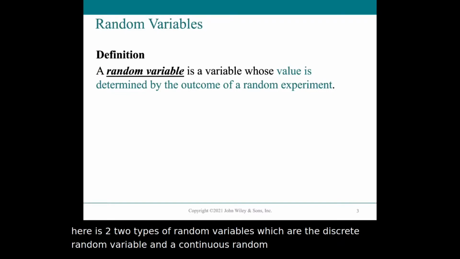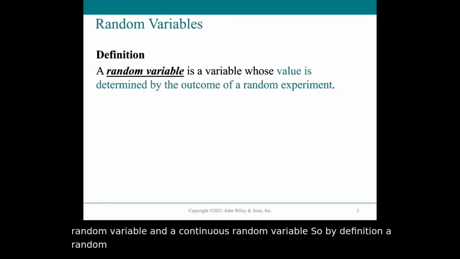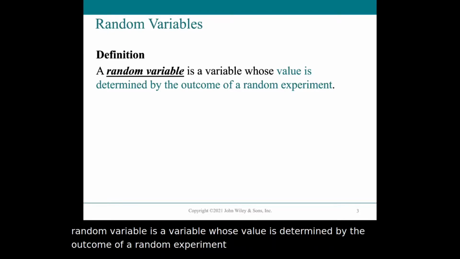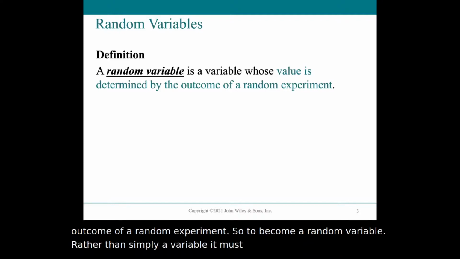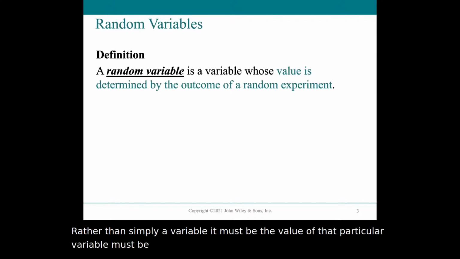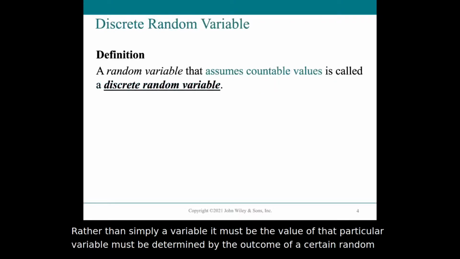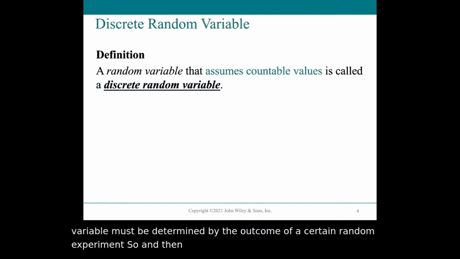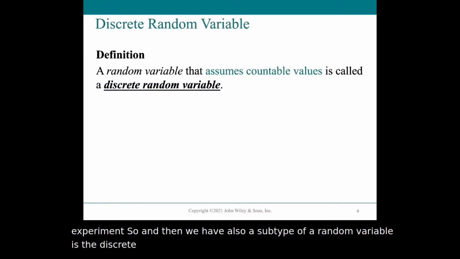So by definition, a random variable is a variable whose value is determined by the outcome of a random experiment. To become a random variable rather than simply a variable, the value of that particular variable must be determined by the outcome of a certain random experiment. Then we also have a subtype of a random variable, the discrete random variable, which is a random variable that assumes countable values.